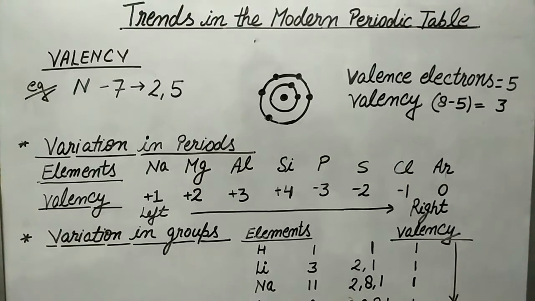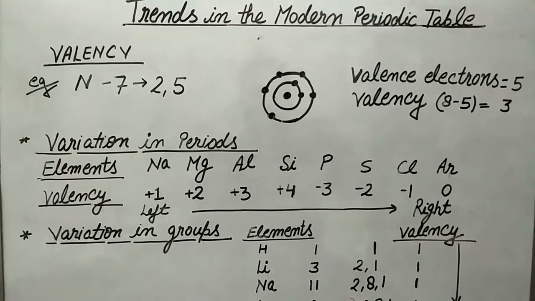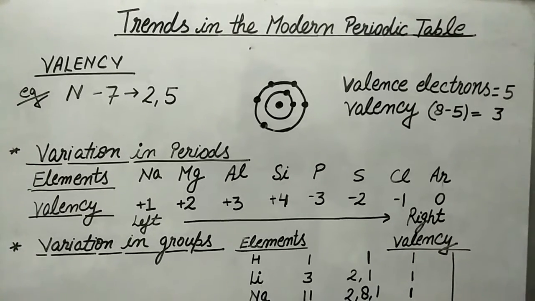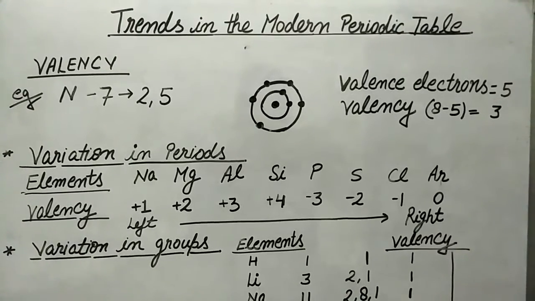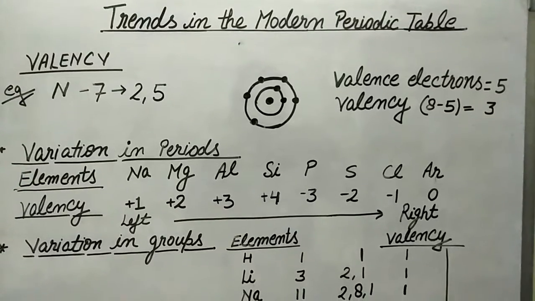Good morning students. Now we discuss trends in the modern periodic table. Trends means the properties of elements which show a regular gradation in moving from left to right in a period or from top to bottom in a group.